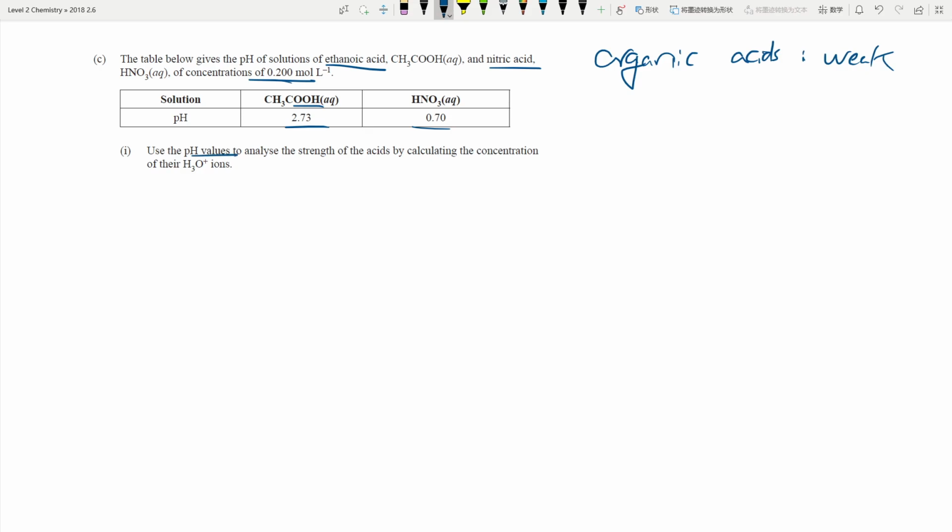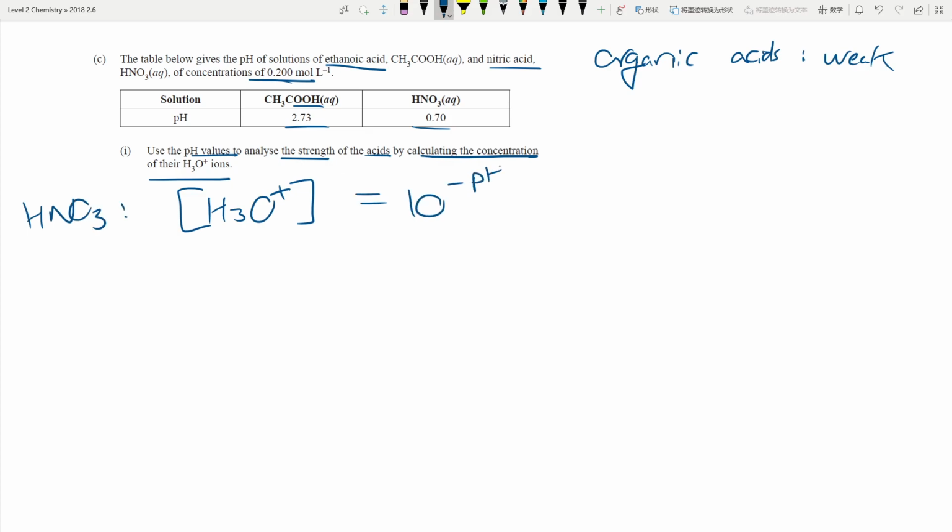Use the pH values to analyze the strength of the acid by calculating the concentration of the H3O plus ion. So they actually want you to calculate. Ooh, part of this hurts me because it's not technically correct to use this particular method to calculate the pH of the ethanoic acid. You will learn that in year 13, but let's just go with it anyway. Okay, so if we were doing the nitric acid, it will be 10 to the power of negative pH, so 10 to the power of negative 0.7, and then you should get 0.2 moles per liter.